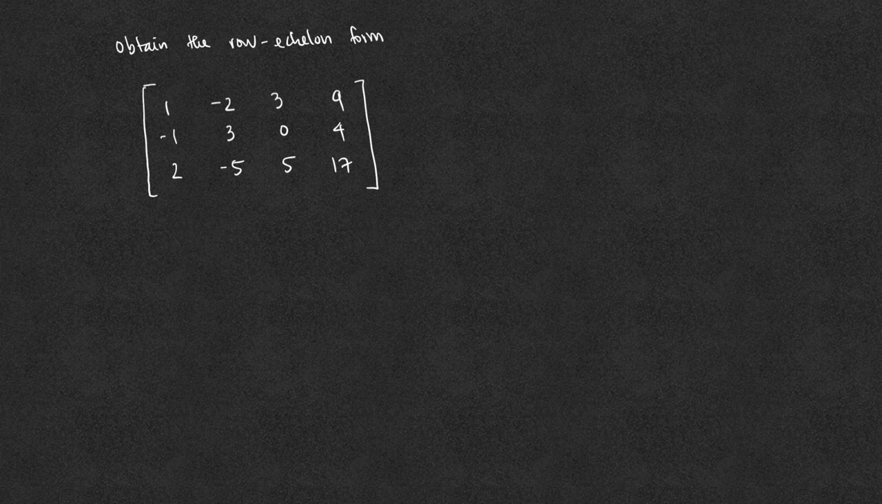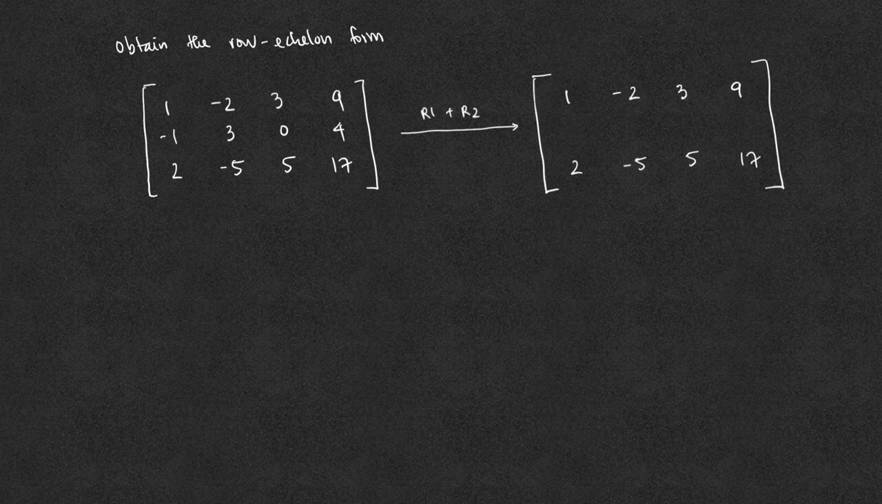row operation. To turn that entry to 0, we will take row 1 and add it to row 2 to obtain the new row 2. Thus, we keep row 1 and 3: 1, -2, 3, 9, 2, -5, 5, 17. The entries from the row operation R1 plus R2 will give us the entries in the new second row in the equivalent matrix.